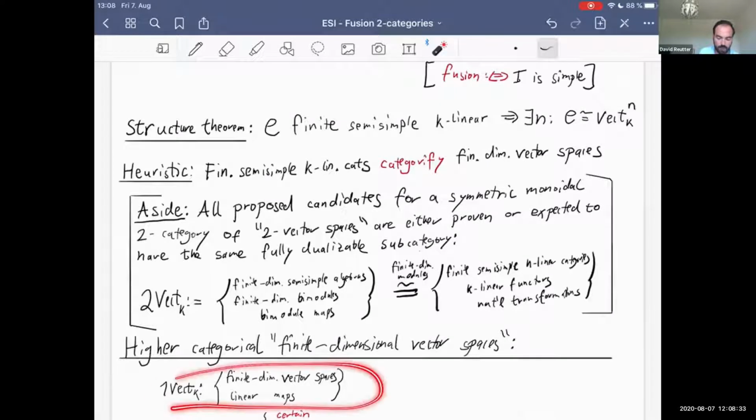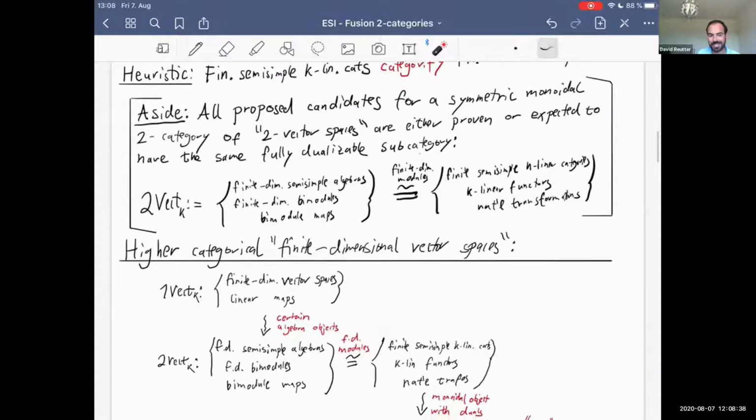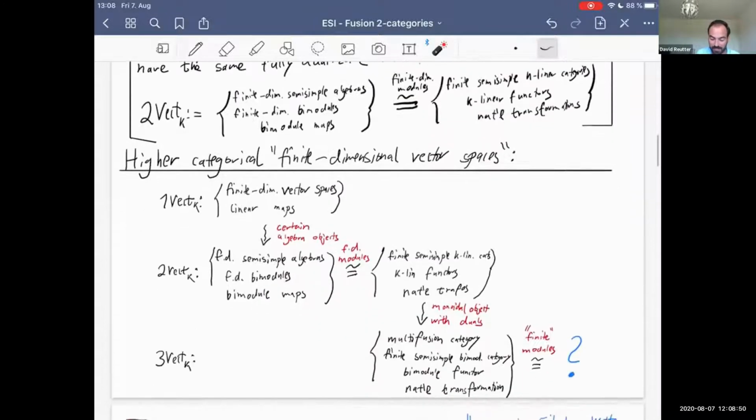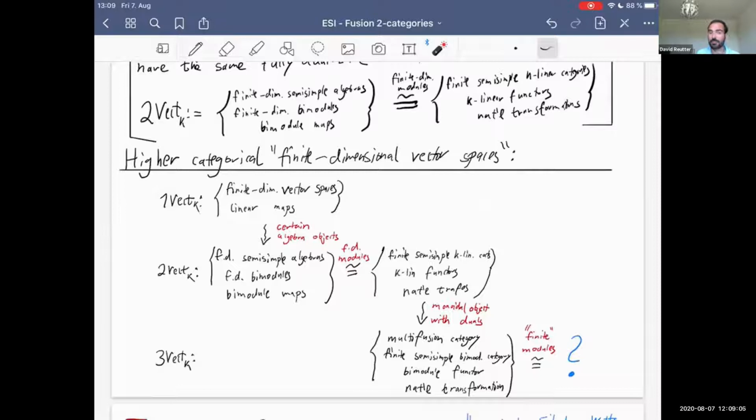I start with one vector space, it's just finite dimensional vector spaces and linear maps. I look at certain algebra objects in them, which gives me the 2-category of finite semisimple algebras, bimodules and bimodule maps, which I can alternatively think of as finite semisimple categories, functors and natural transformations. Now again, to get to multifusion categories, I look at a monoidal category object in there, which has duals, right? Because recall a multifusion category is a semisimple category with a monoidal structure, which has duals, and so on. So this already suggests an approach to continue and to categorify.